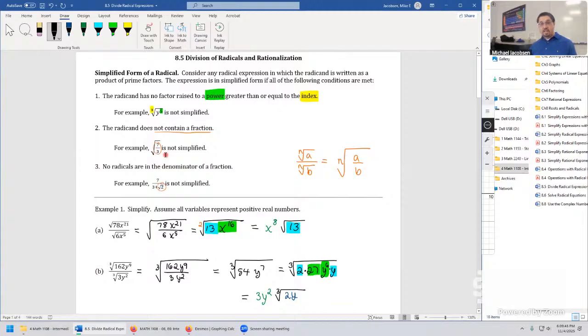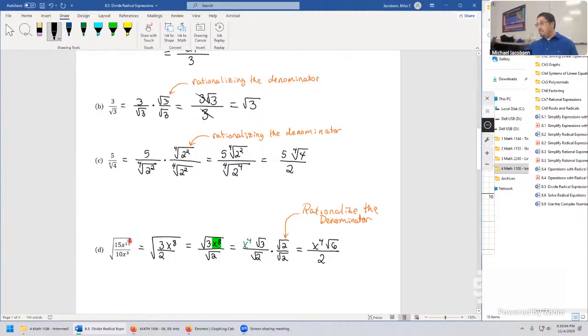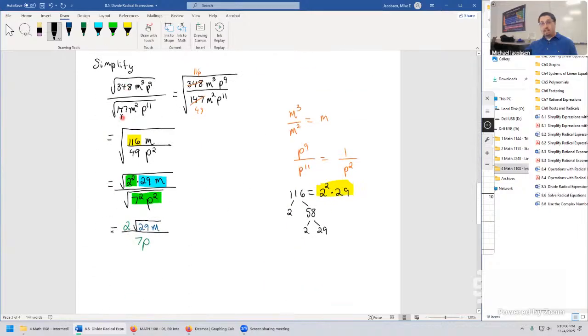Anytime there's a fraction as the radicand, the thing inside the root, when that occurs, we say the expression is not simplified. And anytime there's a radical in the denominator, whether it's a square root, cube root, or otherwise, say like in this example, we say it's not simplified as well. That's what happened in example 1. That's what happened in the problem we took a look at right here as well. There's a square root symbol, a radical expression, in the denominator.